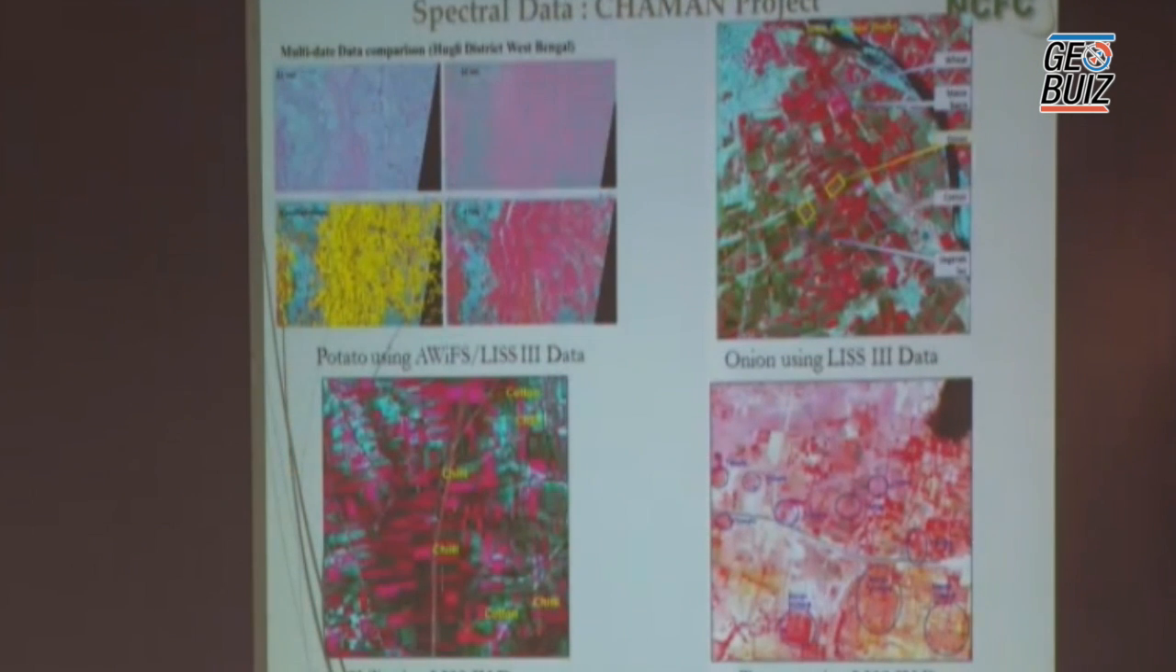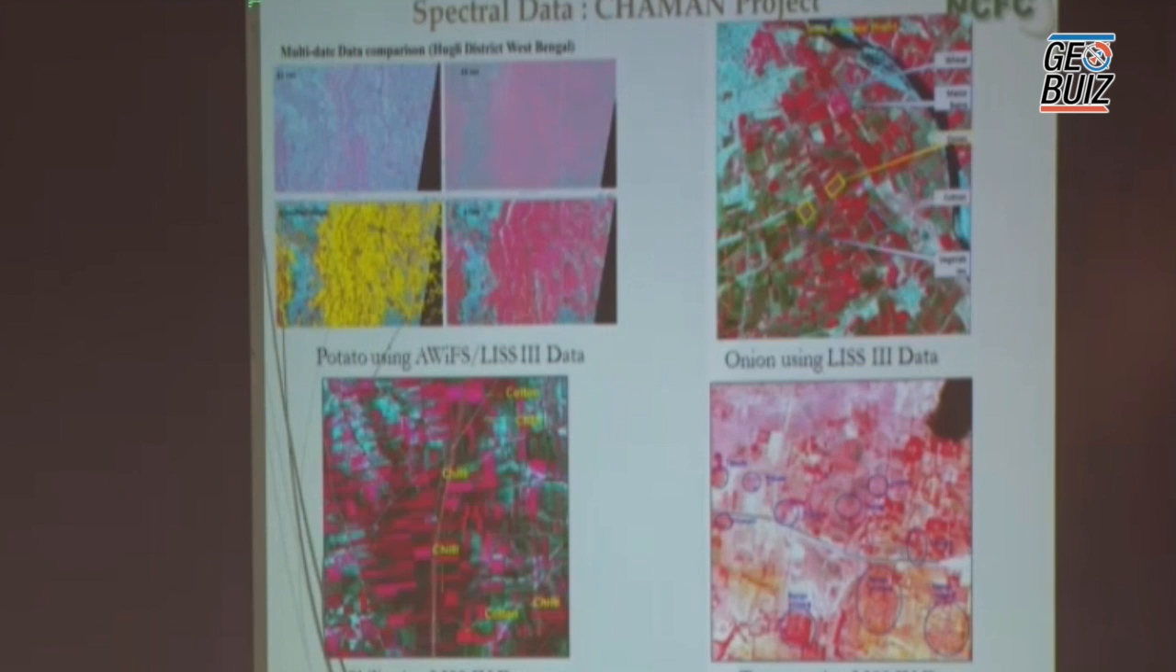Under the Chaman project, we have the responsibility to do assessment of 7 horticultural crops, that is 3 fruit crops, mango, citrus, and banana, and 3 vegetable crops, that is potato, onion, and tomato, and 1 spice, that is chili. Apart from that, we have to have geospatial technology for horticulture development plan.